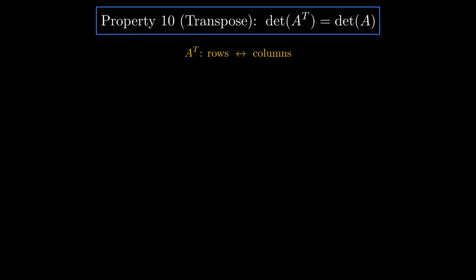A quick reminder, transposing a matrix means its rows become columns and its columns become rows. Property 10 states the determinant of A transpose equals the determinant of A. The determinant is completely unchanged by transposition. Here's the proof using LU factorization.